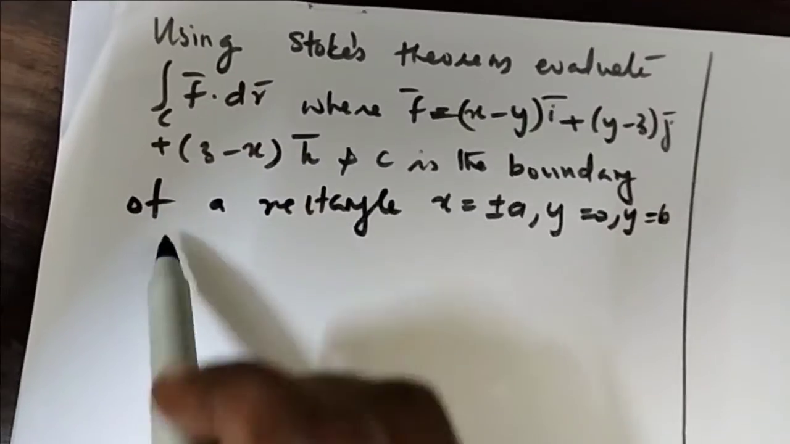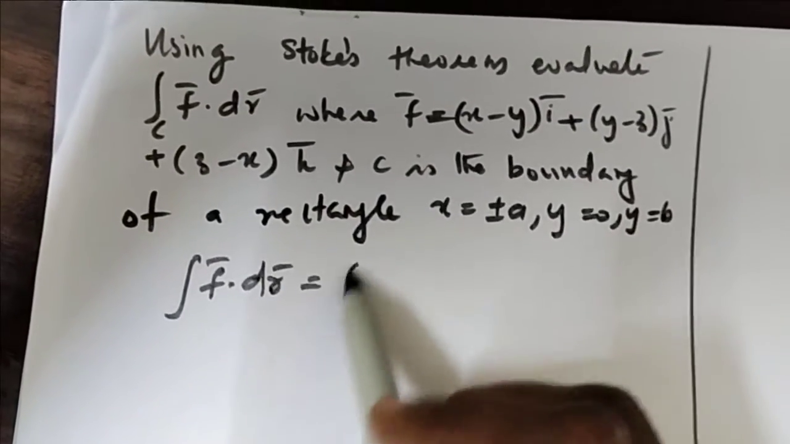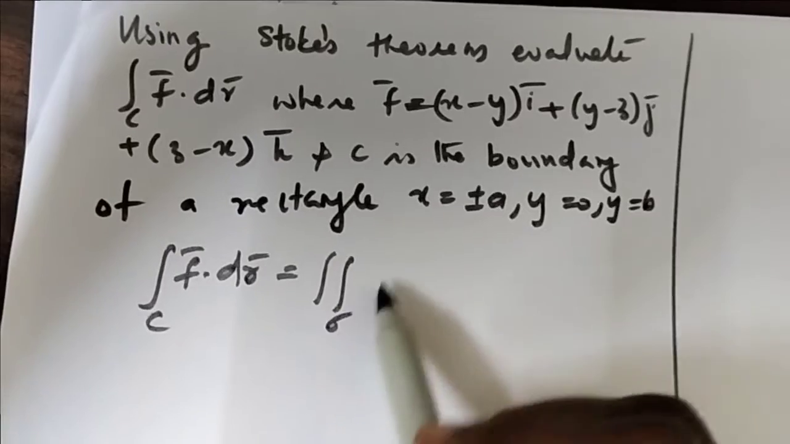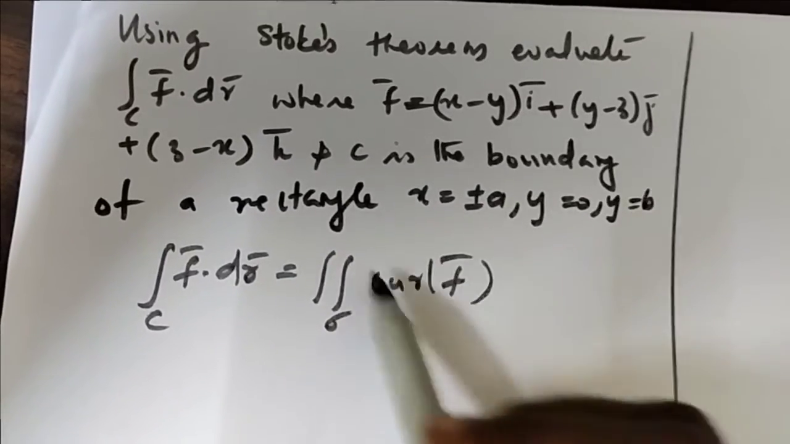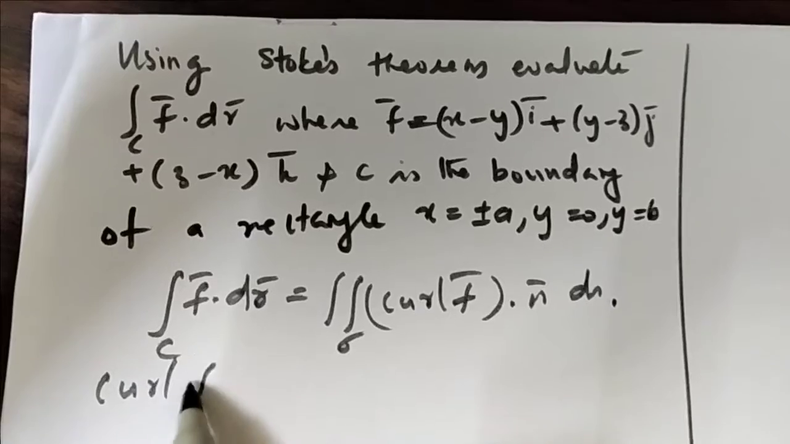Next, one more problem we can solve. Using Stokes theorem, evaluate the line integral over C of f dot dr. So by Stokes theorem, the integral over C of f dot dr is the double integral over sigma of curl f dot n ds. So what is curl f?